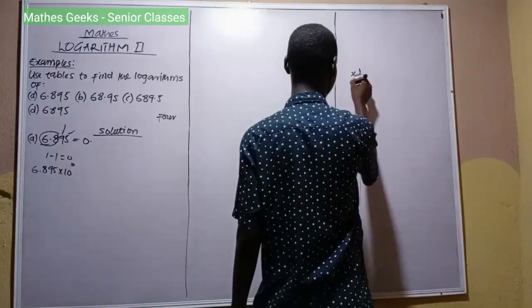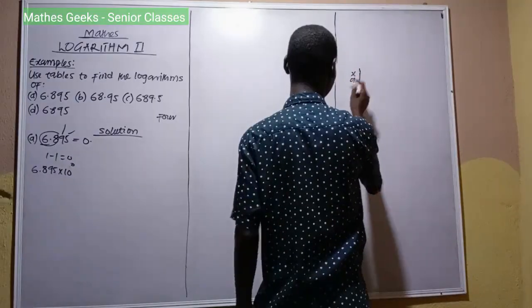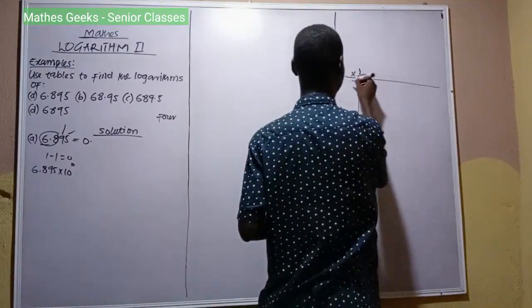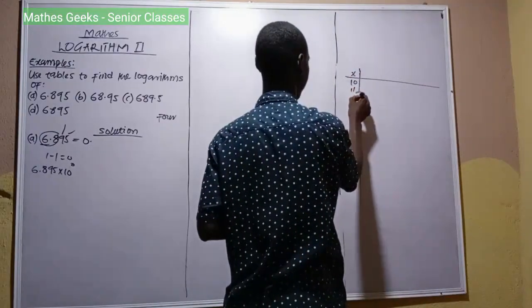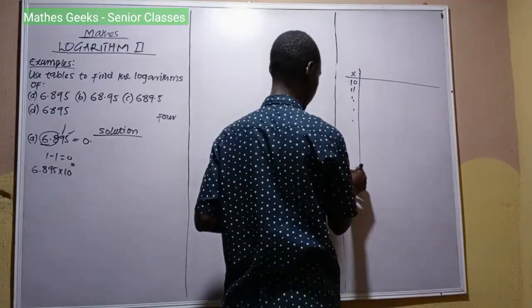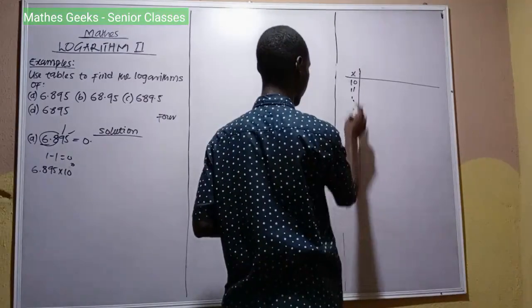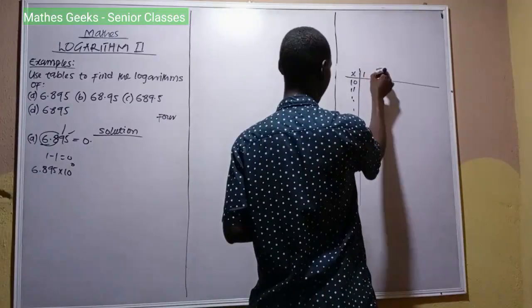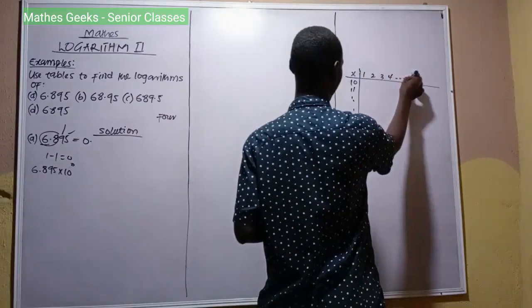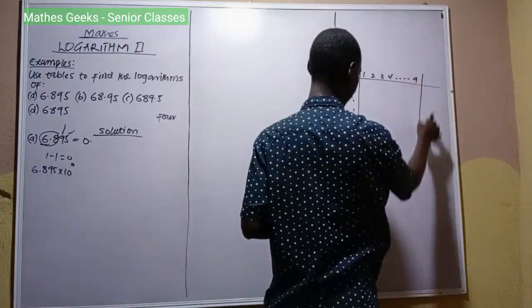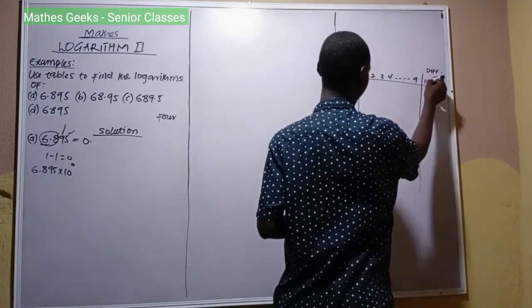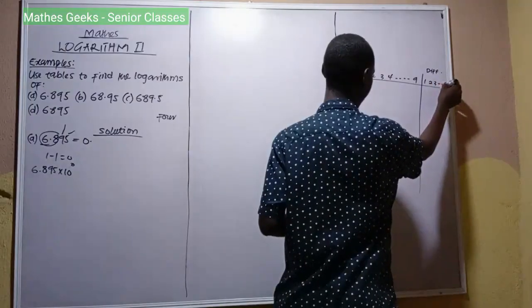So x ranges from 0, 1. For logarithm, x starts from 10, 11 down to 99. So 11, 12, 13, 14, 15, 16 to 99. They have 1, 2, 3, 4 up to 9. And then you have a difference column. This is difference. Then you have 1, 2, 3 up to 9 as well.